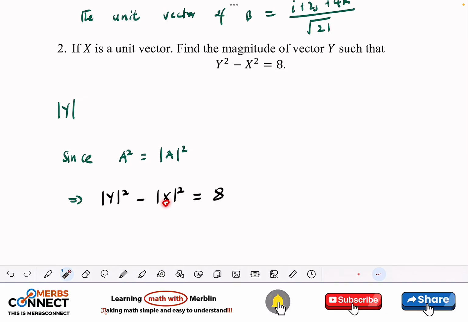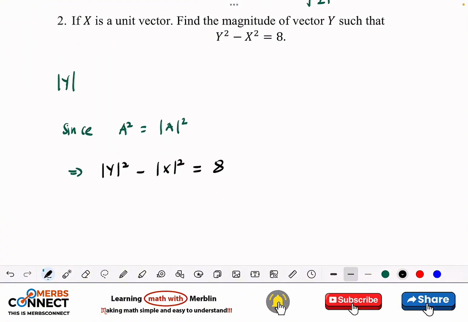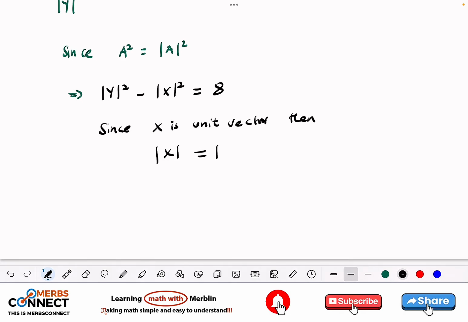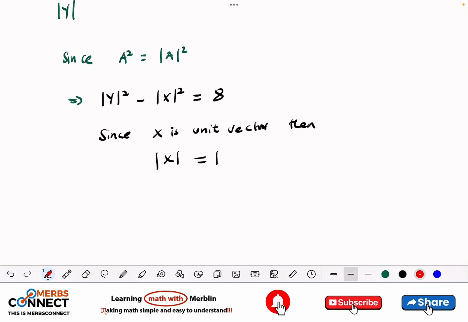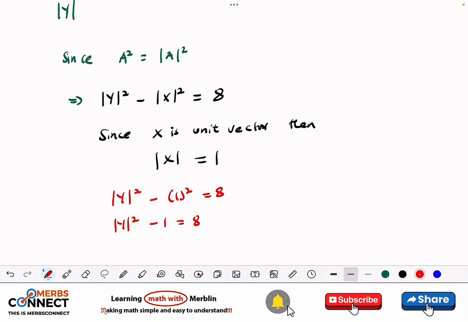Now, what is the property of x? We are saying that x is a unit vector, and we are saying that a unit vector has a magnitude of 1. This implies that since x is a unit vector, then the magnitude of x should be 1. So that is one thing that we need to learn from there. Then we are going to have the magnitude of y squared minus 1 squared is equal to 8. So magnitude of y squared minus 1 is equal to 8. Then magnitude of y squared is equal to 8 plus 1.